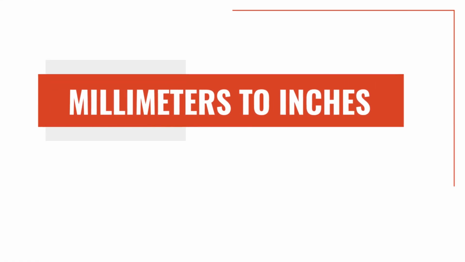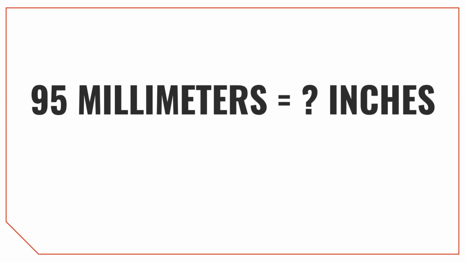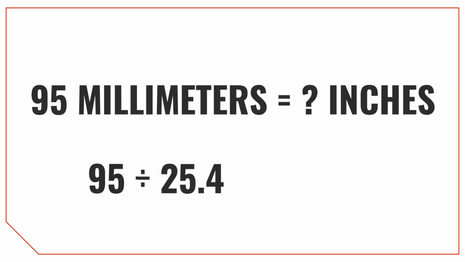Now let's look at how to convert millimeters into inches. To convert millimeters to inches, you'll divide the millimeters by 25.4 instead of multiplying. Let's try converting 95 millimeters into inches. Start by dividing 95 by 25.4, which is equal to 3.74. So, 95 millimeters is equal to 3.74 inches, or just about 3¾ of an inch.